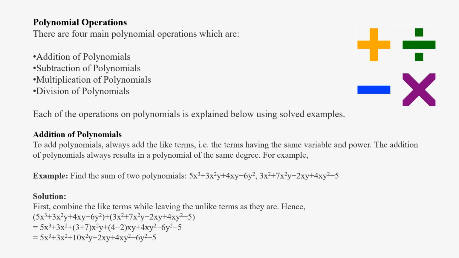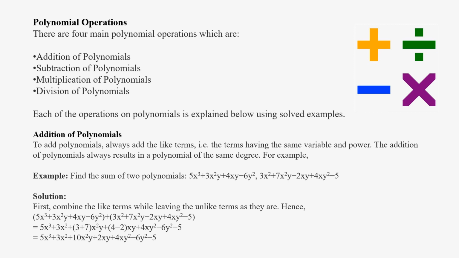Okay, 3x square y. So is there any other term given with x square y? You have seen that there are two such terms given, 3x square y plus 7x square y in the second polynomial. Okay, so you have to add them, and x square y you have to put in common.